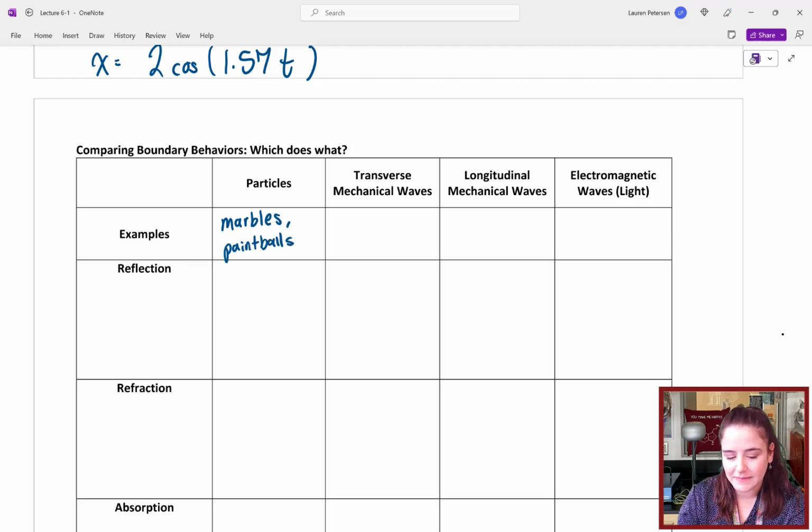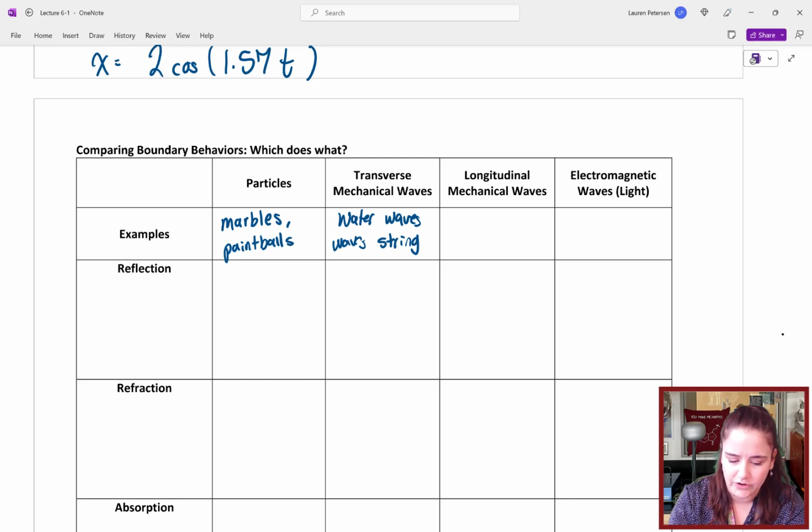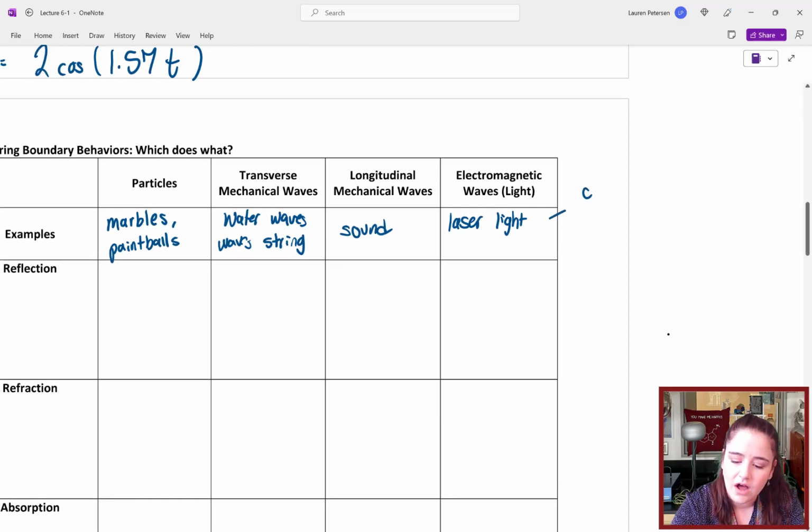For transverse mechanical waves, I want you to think of water waves. And then I'll also be demonstrating it using waves on a string, depending on which behavior we're looking at. For longitudinal mechanical waves, that's going to be our sound waves. And then for light, we're going to be using laser light, a laser pointer. Now, laser pointers are interesting in that lasers are collimated light.